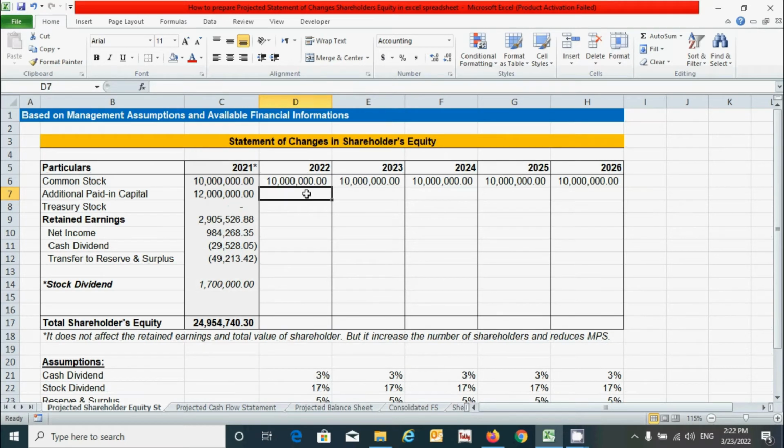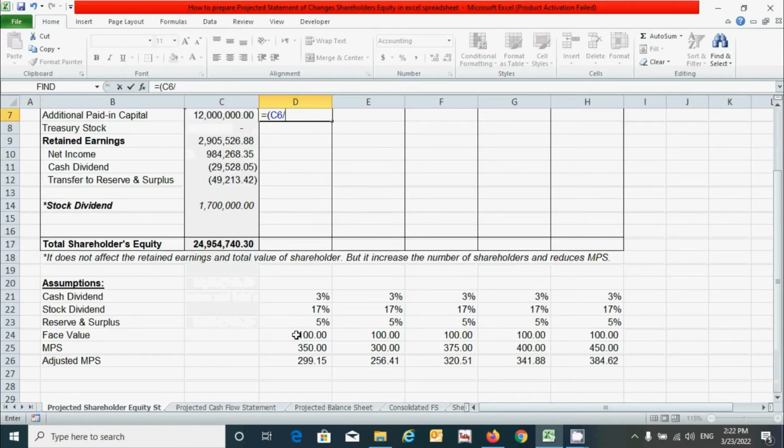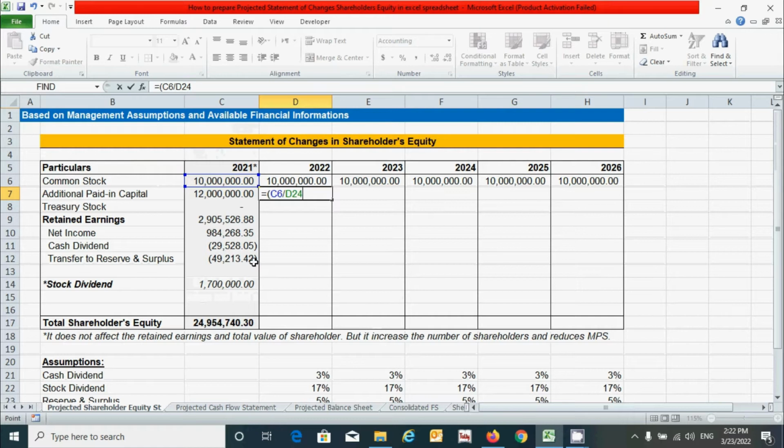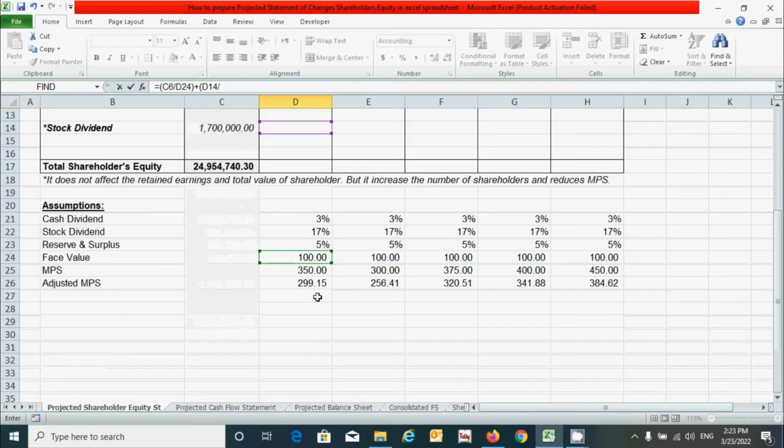So click here, now press the equal to sign, now press the open parenthesis, and now click here, divide by the face value, that is this one, to get the existing number of equity shares, press the close parenthesis, plus add the new number of equity shares. So press the open parenthesis, and now to get the new number of equity shares, we have to select the value of the stock dividend. So click here, now press the divide sign and click here, that is face value.